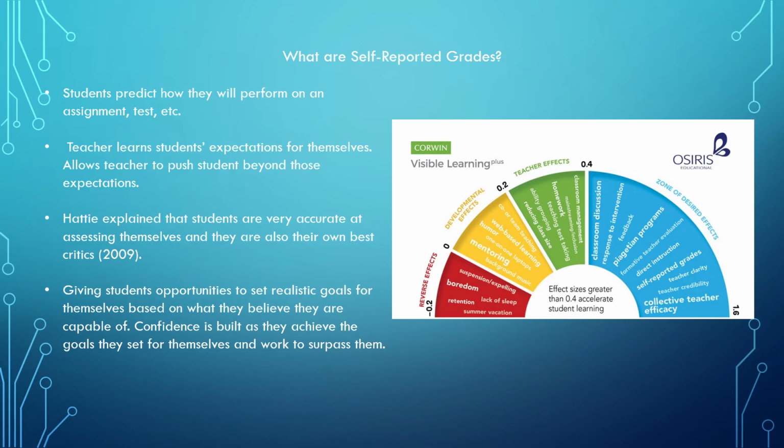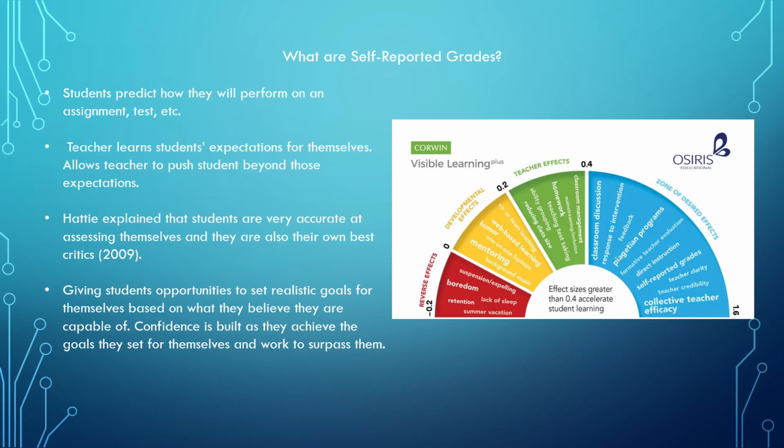So teachers are able to learn those students' expectations for themselves. If students are self-reporting goals, they're trying to tell you what they want to get out of a unit or what they expect out of themselves on one specific assignment or test, then the teacher knows, well, that student's really trying his best. He really wants to give it all he's got. Or maybe he's kind of feeling down and he doesn't think he's going to do as well. It allows the teacher to see that and give them that extra push that they may need. When students are trying to achieve their own goals and meet their own expectations, the teacher is able to help push them beyond those expectations and show the students that they may be capable of doing a little more than they initially thought was possible.